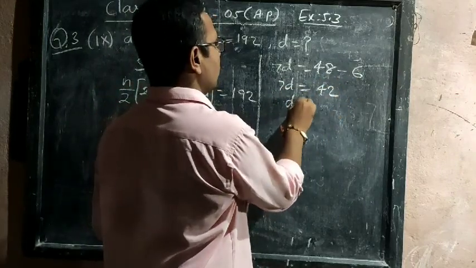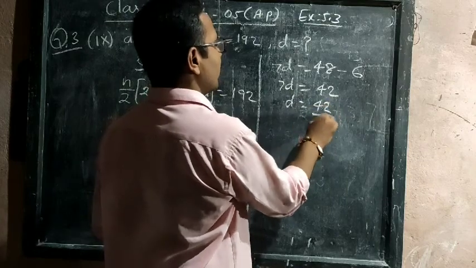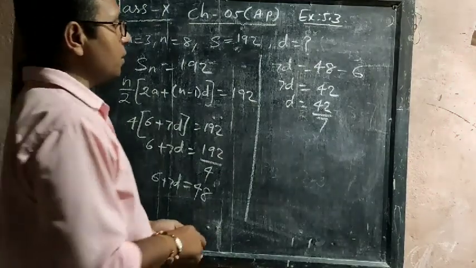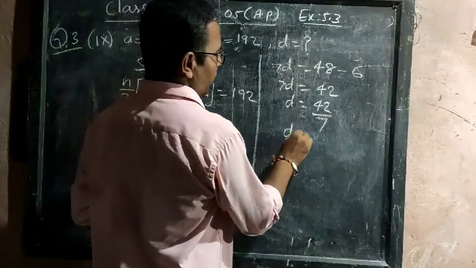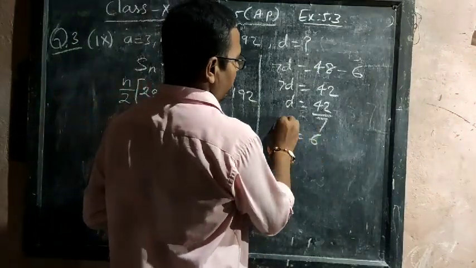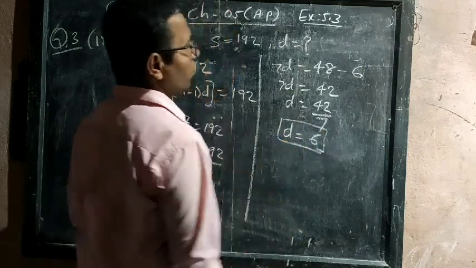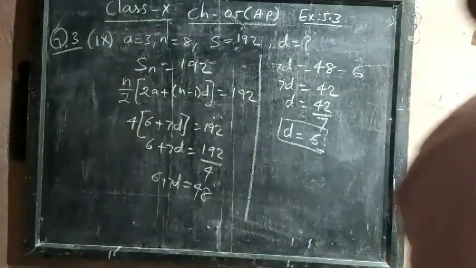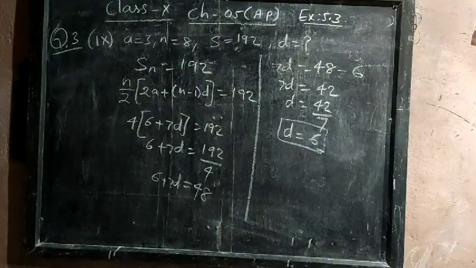So d is equal to 42 divided by 7. It is in multiplication, so it will go in division. How much will you get here? 7 6s are 42. So the d value we have got here is 6. Now we have got the common difference. Only the common difference was being asked, so this much is our answer.